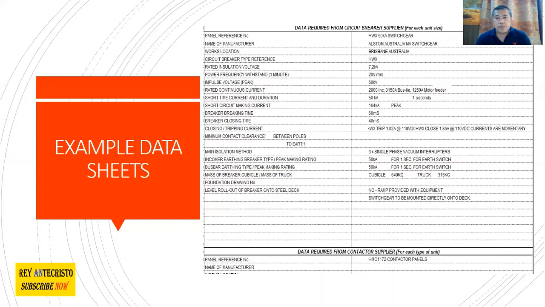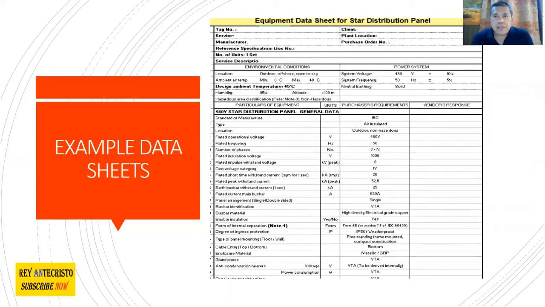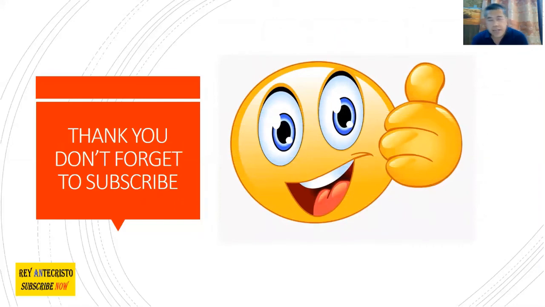And then, for the next slide, we have a distribution panel. So, this is another data sheets example for your idea as well. So, environmental condition, this is equivalent to the environment in your location where your project is located, and then the power system, and so on and so forth. As you can see there, degree of protection, busbar material, category, so mayroon tayong form, gland plates, so nandyan lahat ang information. Okay guys, sana magkaroon kayo ng idea at malaman nyo kung ano yung data sheets na pinipresent natin.